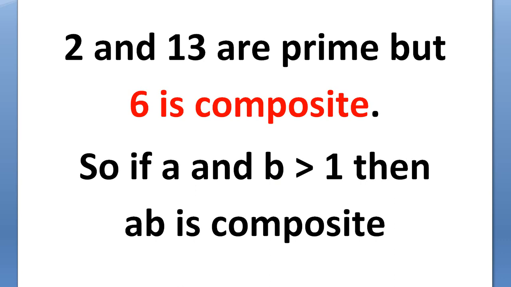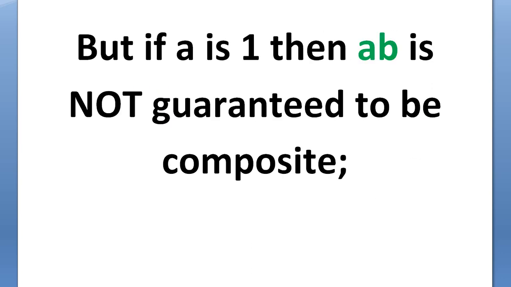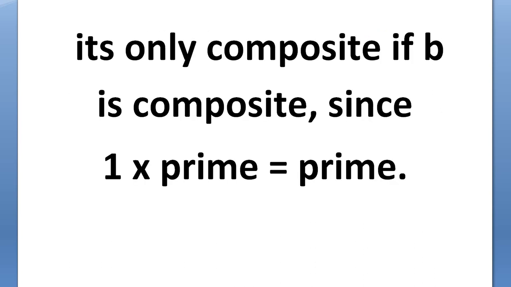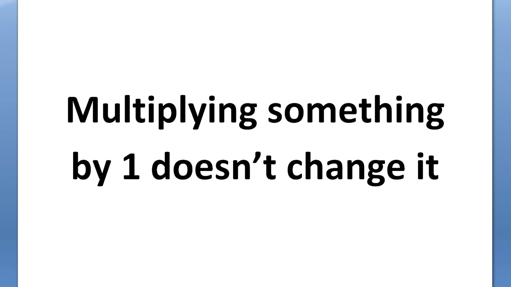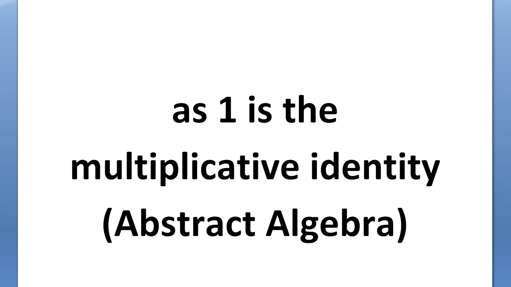So if a and b are greater than 1, then ab is composite. But if a is 1, then ab is not guaranteed to be composite. It's only composite if b is composite, since 1 times prime equals prime. This is kind of obvious, as 1 times anything is just anything. Multiplying something by 1 doesn't change it, as 1 is the multiplicative identity. You will learn this in abstract algebra courses. We won't cover that in this video.